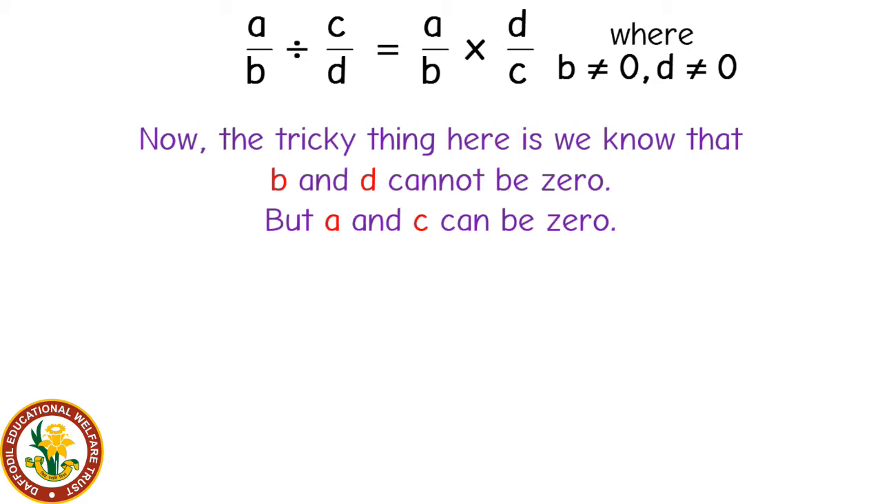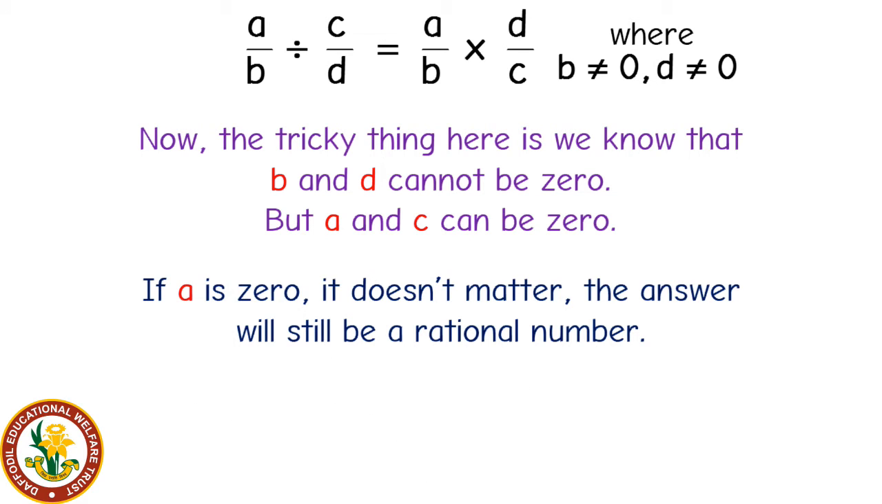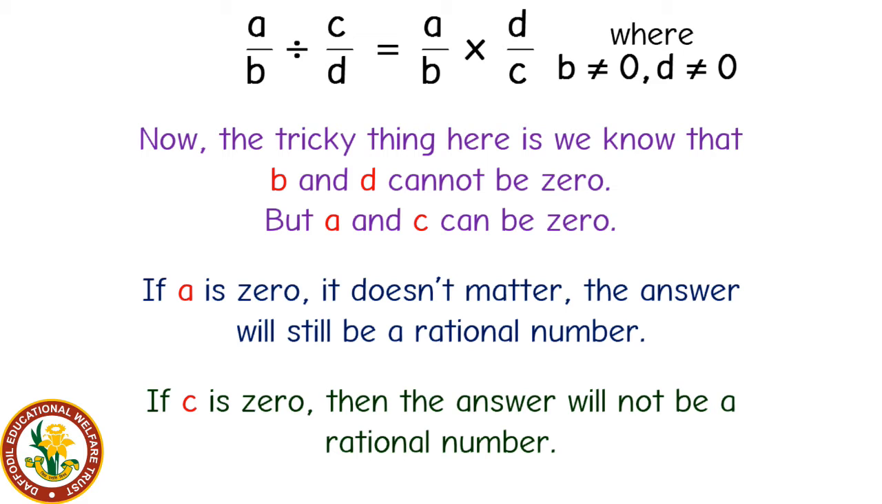Now, the tricky thing here is we know that B and D cannot be 0, but A and C can be 0. If A is 0, it doesn't matter. The answer will still be a rational number. If C is 0, then the answer will not be a rational number.